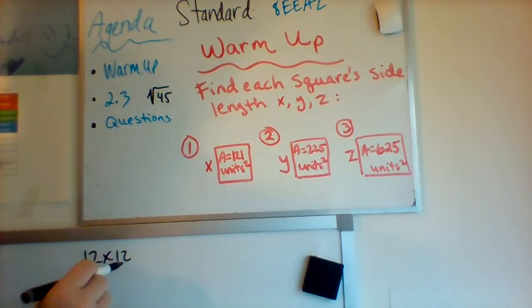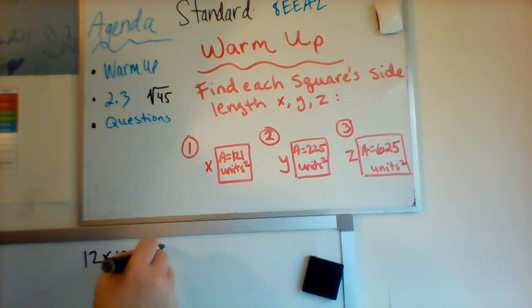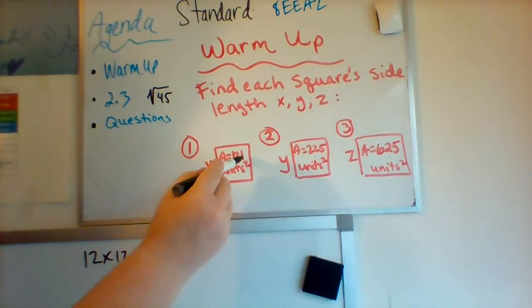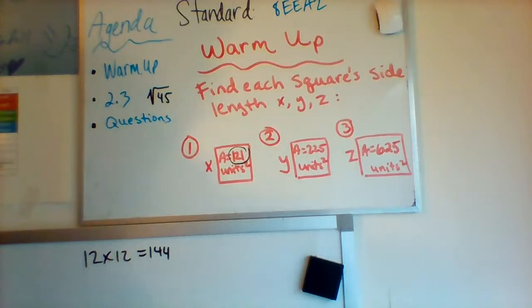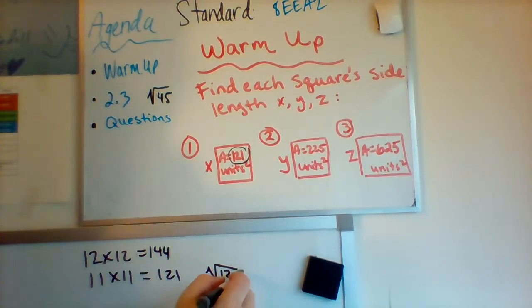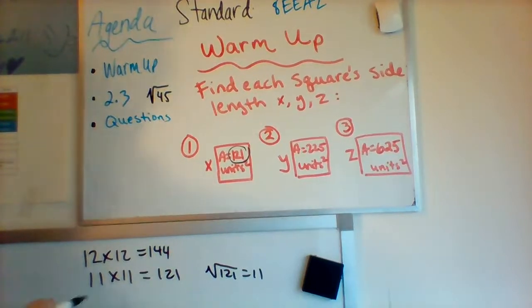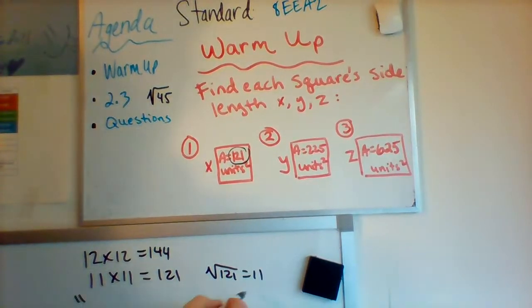You said 12 times 12 is 144, but 144 is too much. We're looking for 121, right? So she said, okay, let me try 11 times 11. And you're saying that you got the 121. And then that means that the square root of 121 has to be 11. And now this is where I'm going to ask you for just one more thing. Okay? Give me some kind of statement.